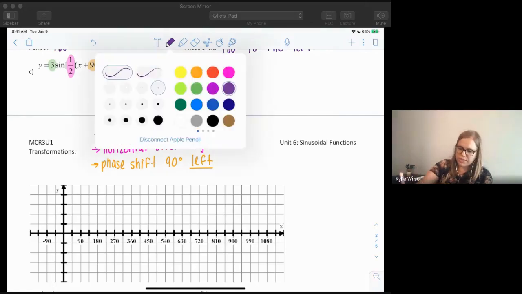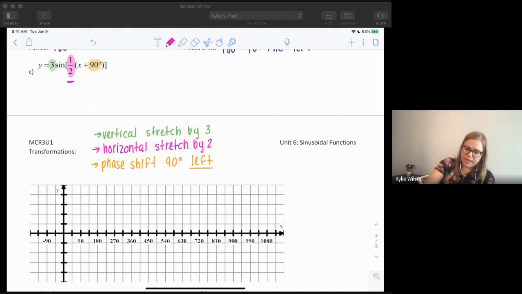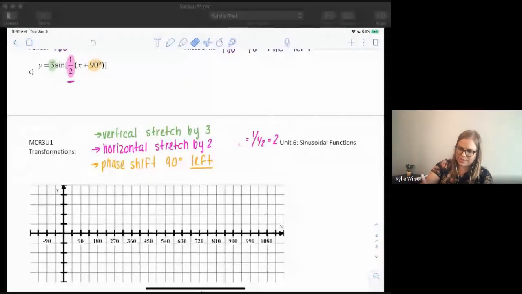So when we are looking at K, if K is between 0 and 1, we know that it's a stretch. And then here we always do 1 over K. So in this case, we have 1 over 1/2, which is equal to 2. So that's where that comes from. Remember that about our Ks. It's always 1 over K, no matter what.